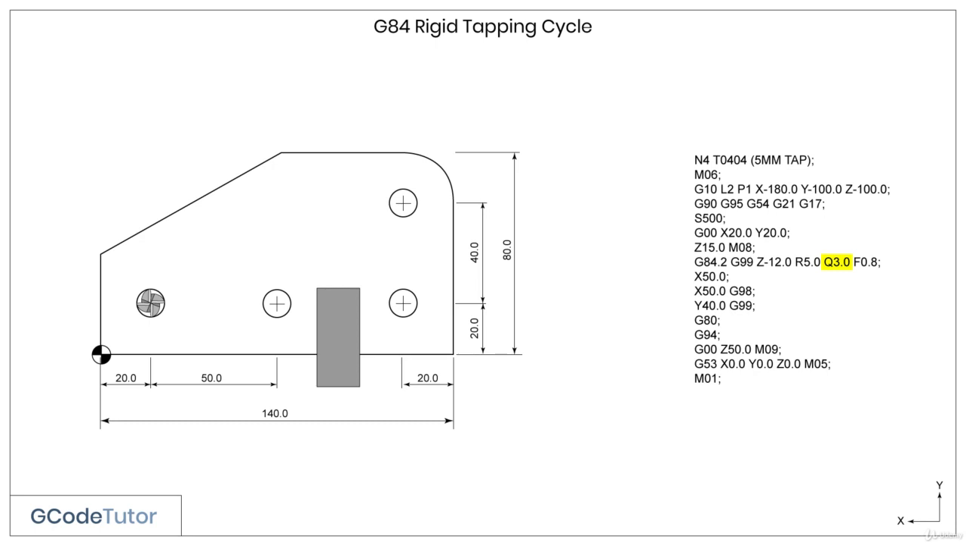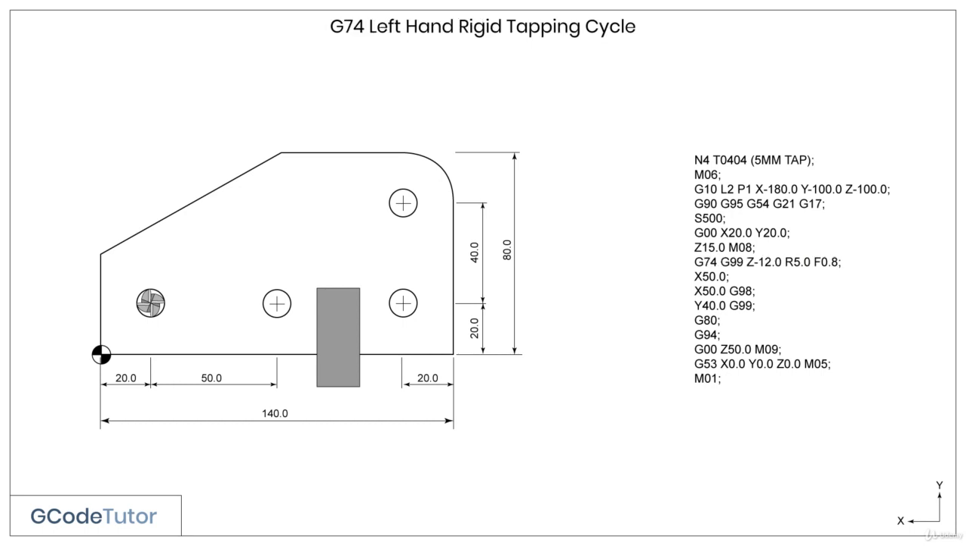By setting our pecking depth at 3mm, the machine will cut 3mm of thread, reverse the spindle and come back up to our defined R value. In our case, it's 5mm above the surface of the material. And then wrap it back down just before the thread and start cutting the next 3mm of thread. It will repeat this until the full length of thread has been cut.